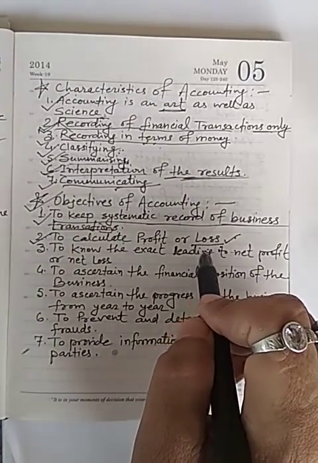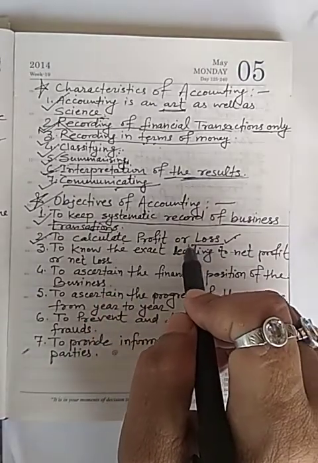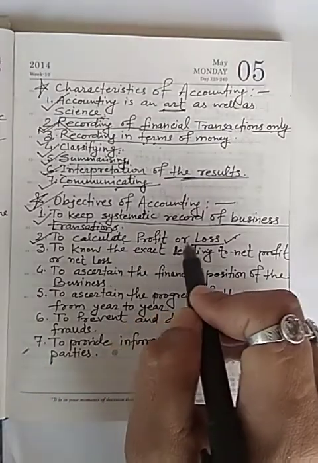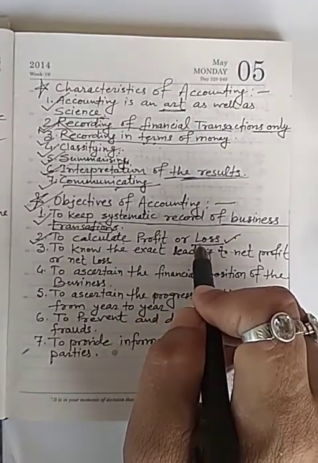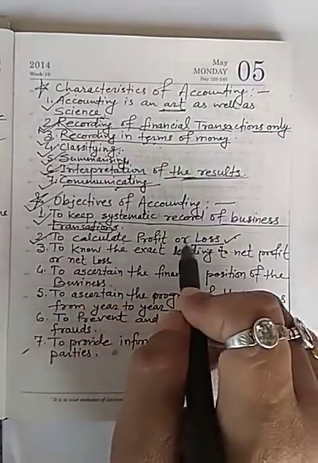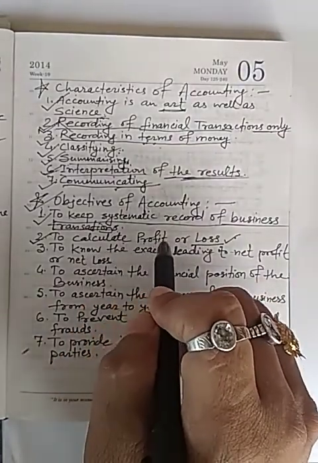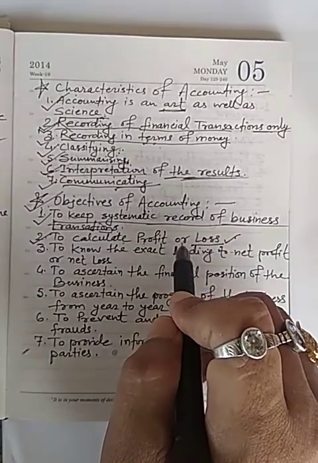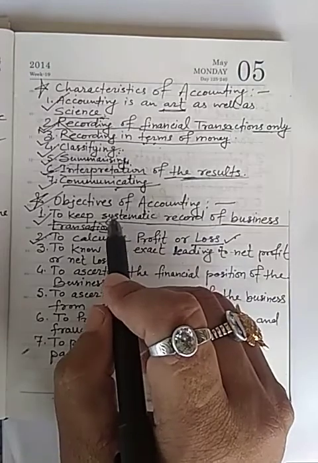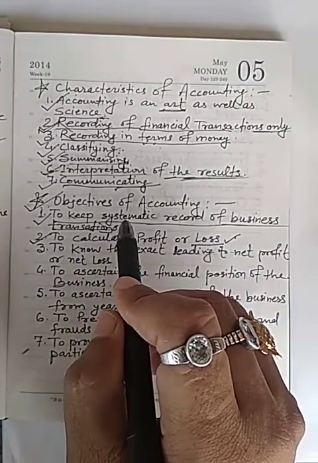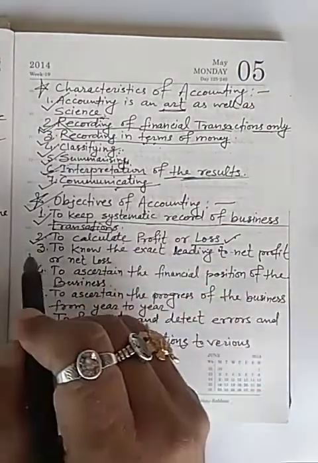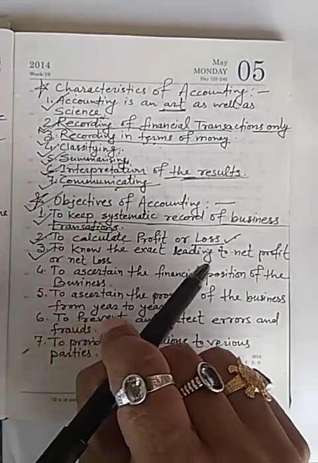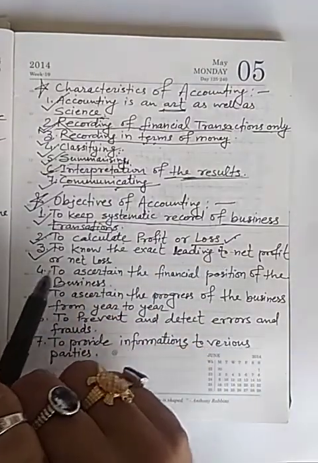how much amount has been spent on various heads of expenditure and how much amount has been earned by various heads of revenue. By obtaining this information, a businessman can keep effective control on expenditure. The third point is to know the exact reasons leading to net profit or net loss.